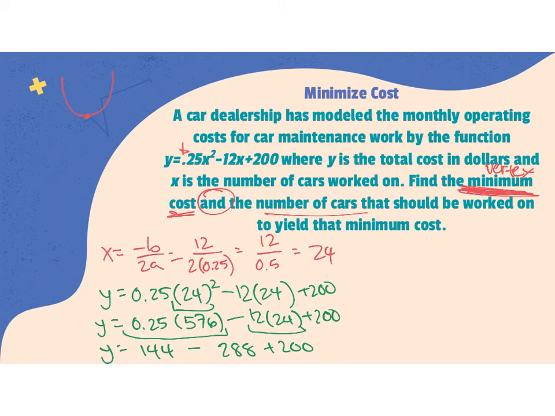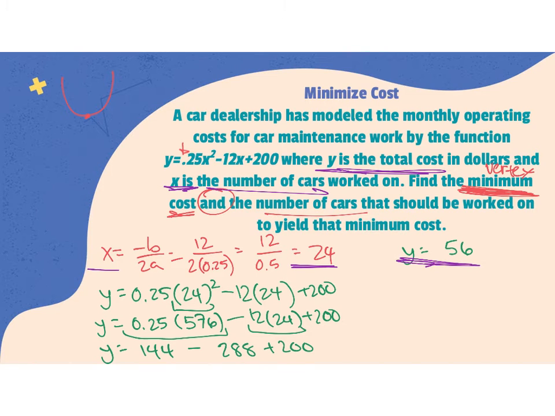Plugging all those in together. 144 minus 288 plus 200. I end up with 56. So I get y equals 56. So here's what that means. I have an x value of 24, and I was told that x is the number of cars. And I have a y value of 56, and I was told that y is the total cost.